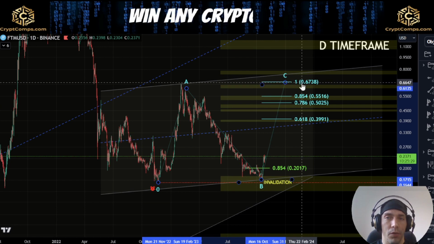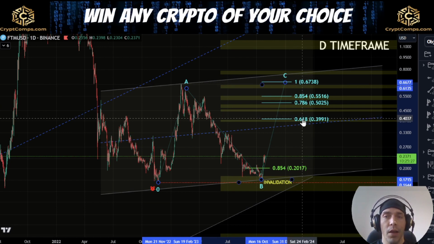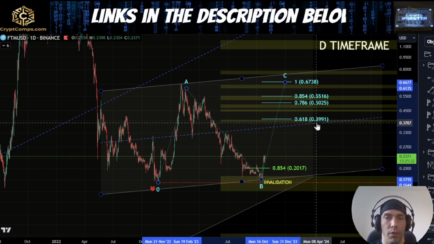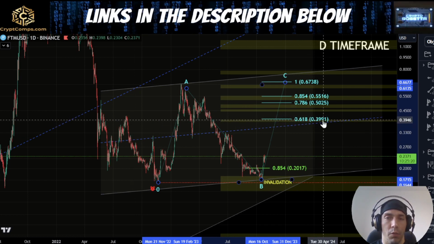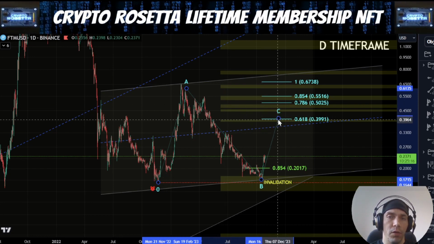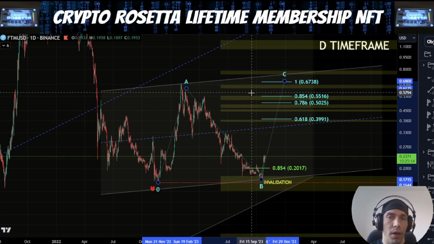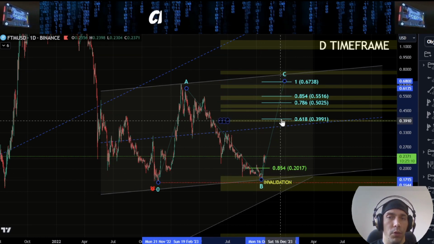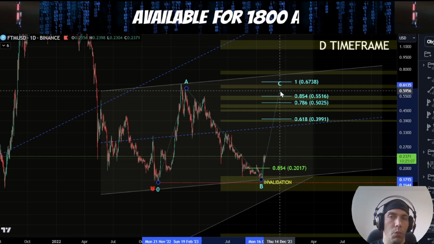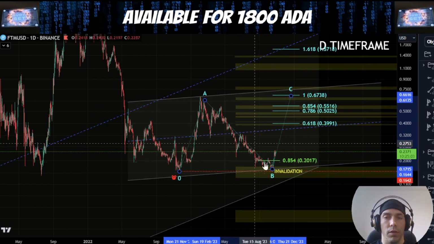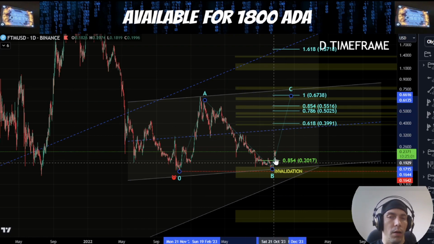1-to-1 would bring us up here towards this 0.67. And then the 0.618 would actually align quite nicely with this high over here towards a 0.3991. Now, this would only happen if we get a running flat, which is not as common, so we'd have to just be careful here. The thing is, because we haven't swept this low, I wouldn't really be looking for this 0.618. I'd be looking more towards this 1-to-1 level, but we'll have to see if we can continue to see the C wave developing as an impulse.